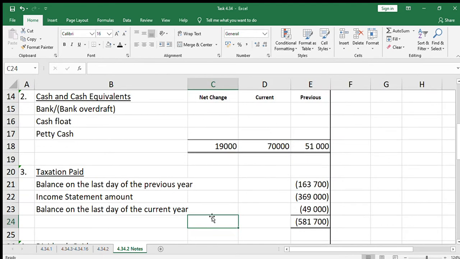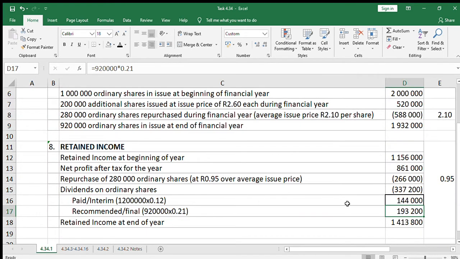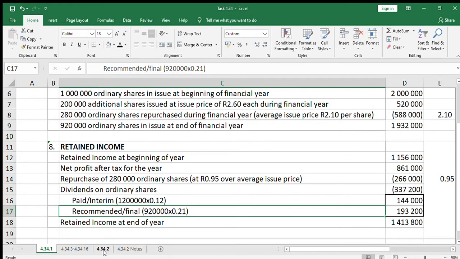Okay. The next note we're going to do is dividends paid. The balance on the last day of the previous year has been given to you in number 2. That is 120,000, always in brackets. The amount in the financial statements will just refer to 4.34.1, which is the dividends on ordinary shares, amount 337,200.